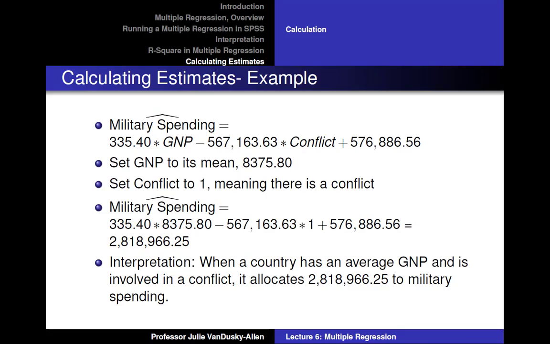So as an example, I will use the regression equation from earlier in the lecture. I wrote down the regression equation. Military spending hat equals 335.40 times GNP minus 567,163.63 times conflict plus 576,886.56. Now let's say the mean of GNP was 8375.80 and conflict was at 1, meaning a country is in conflict. I inserted these values into the equation here and here.